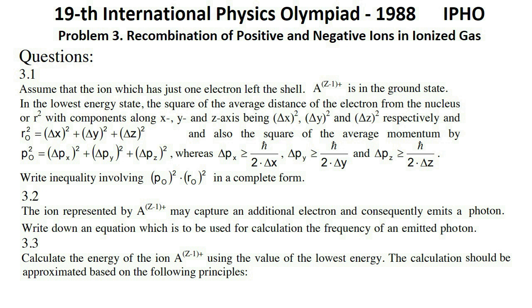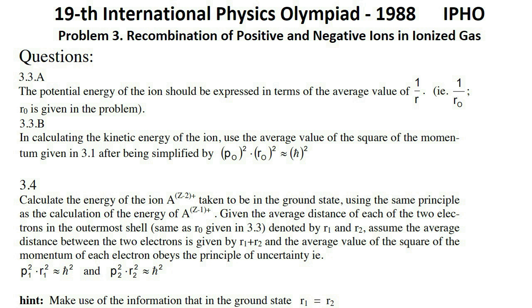The calculation should be approximated based on the following principles. 3a. The potential energy of the ion should be expressed in terms of the average value of 1 over r, that is 1 over r0, where r0 is given in the problem. 3b. In calculating the kinetic energy of the ion, use the average value of the square of the momentum given in 3.1 after being simplified by p0 squared r0 squared approximately equal to Planck constant squared.